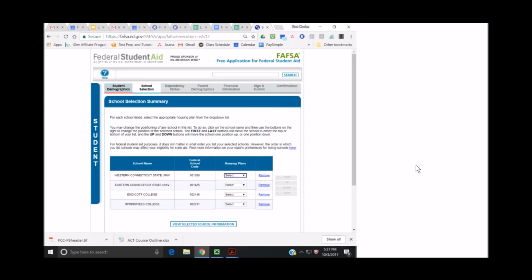And then you have to put in your housing plans. If you're going to live at home, the option is with parents. If you're going to live on campus, it is on campus. And if you're going to live not with your parents, so off campus in an apartment or something, then you can select off campus.